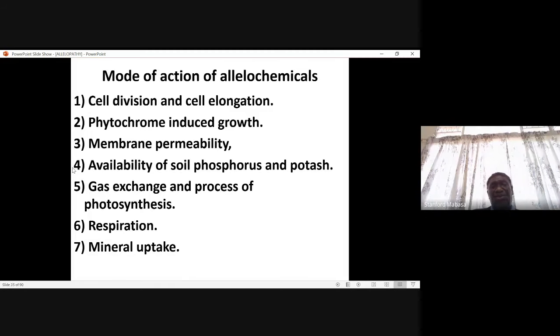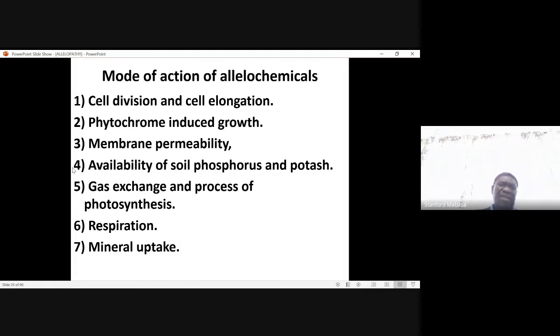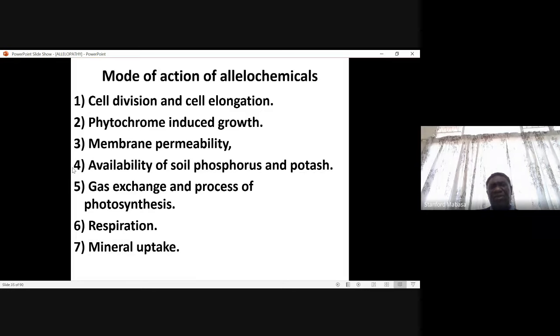Here we just want to go through the mode of action of allelochemicals. By the way, there are many allelochemicals. So they actually act like herbicides. So this list which I have about the mode of action is what is thought these allelochemicals may be doing in the plants. But this is just a general picture.